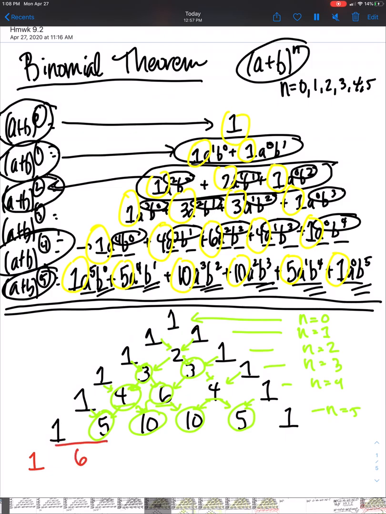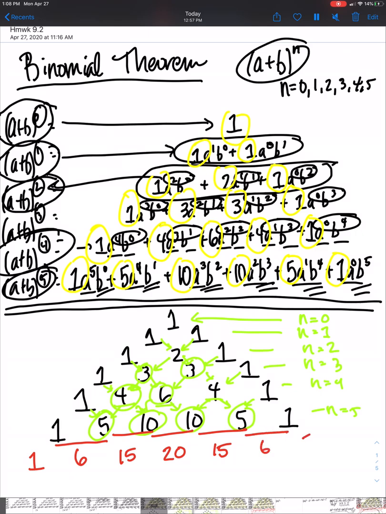So I've got 1 plus 5, which is 6. 5 plus 10, which is 15. 10 plus 10, which is 20. 10 plus 5, which is 15. And 5 plus 1, which is 6. And then our last number is 1. Okay, and that would be n equals 6.